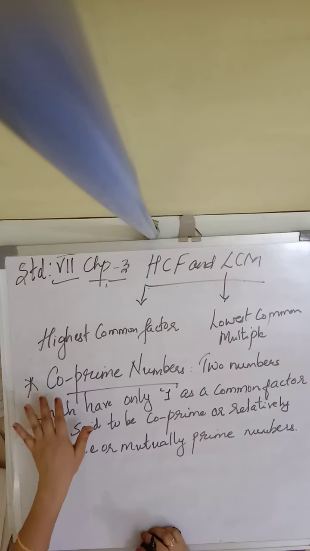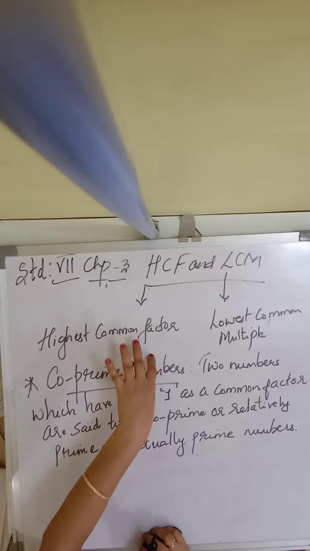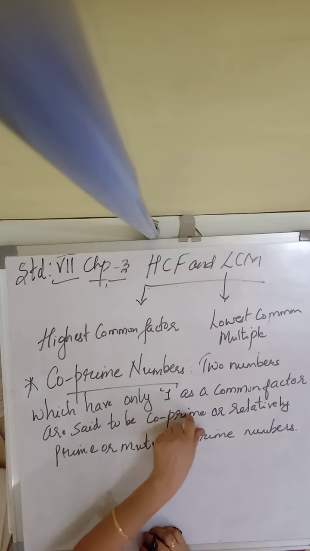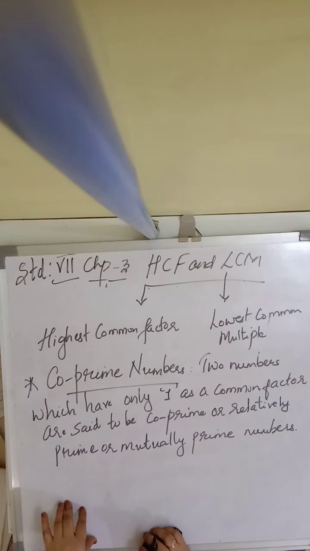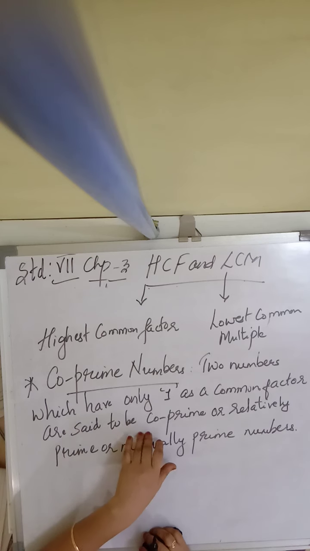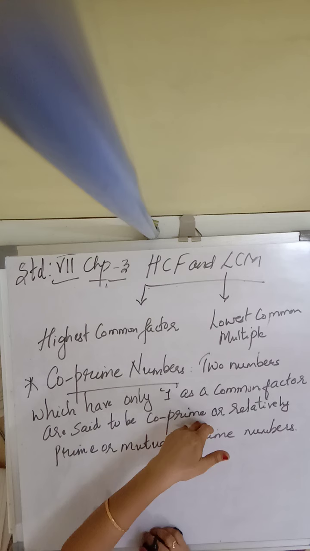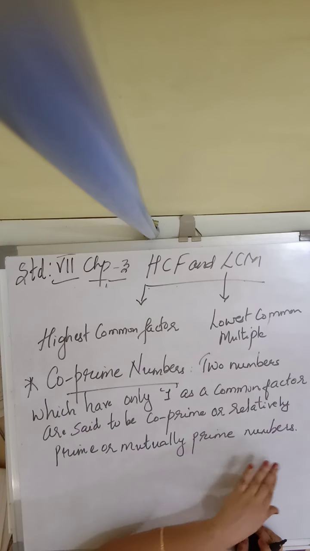So children, co-prime numbers, what is this? What does this co-prime numbers mean? Two numbers which have only one as a common factor are said to be co-prime numbers. In other ways, they are also called relatively prime numbers or mutually prime numbers.